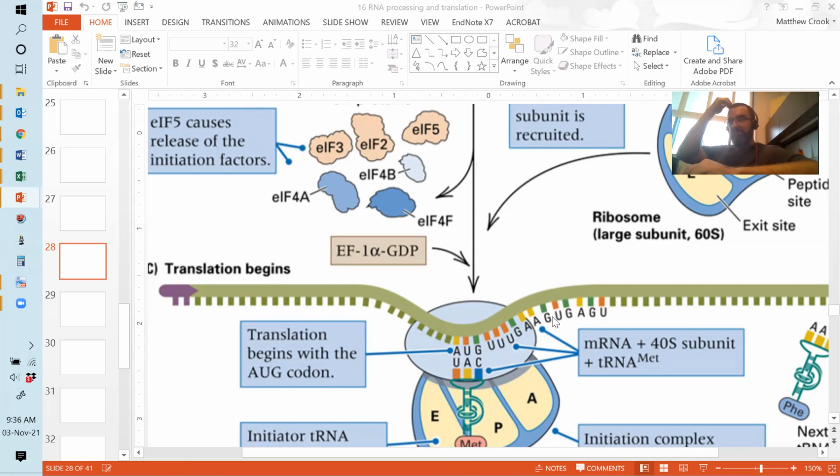Now, let's say, I'm just going to work this out. If we delete that third U, so this one here, if there's a mutation which removes a base, that's called a deletion mutation. You can also have insertion mutations, where you add bases.